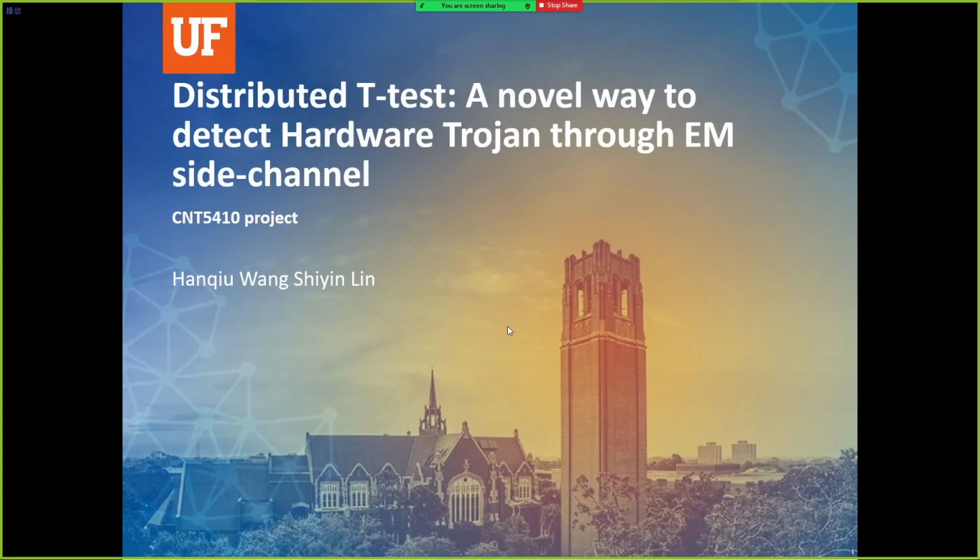Hi everyone. Now we're starting to present our work on distributed t-test, which is a novel way to detect hardware Trojan through EM side channel. I'm Hanqiu Wang, and the other person is Shiying Ling.